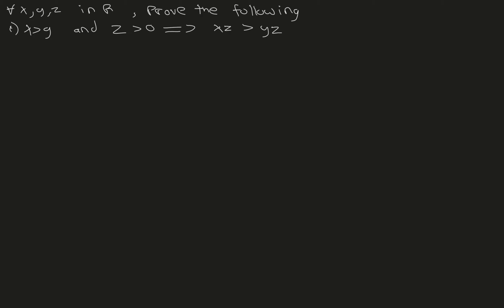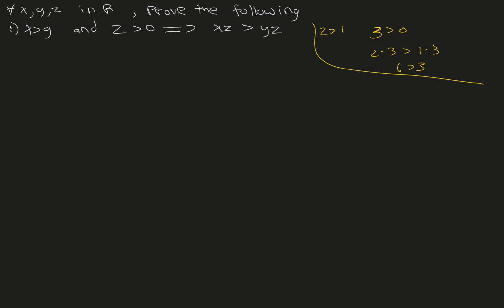So we're told that x is greater than y and that z is greater than 0, and we're told to prove that xz is also greater than yz. Visually this looks something like this: 2.1 is greater than 2 is greater than 1, and we're told, for example, 3 is greater than 0. So 2 times 3 is also greater than 1 times 3, which is 6 is greater than 3. So we know this is true. Let's take a look at how we can prove this.